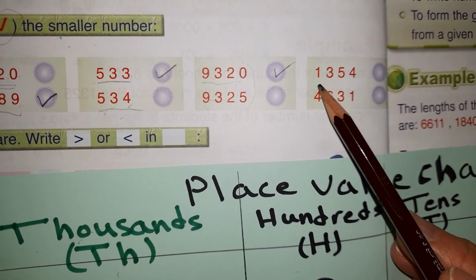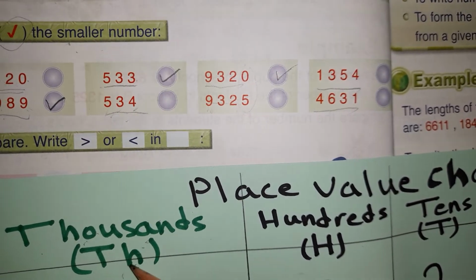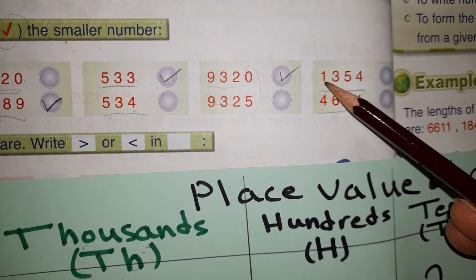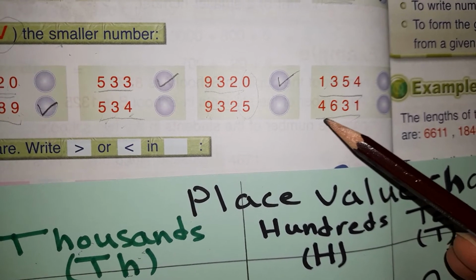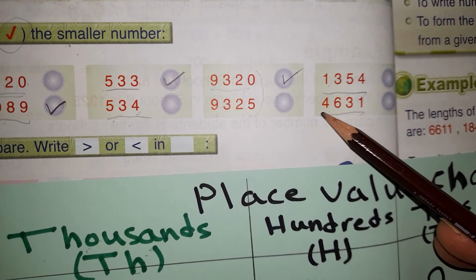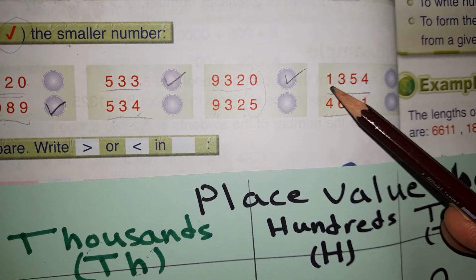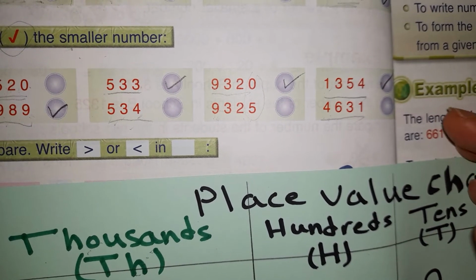Now, 4 digits, 4 digits. So they reach the 1000. But I have here 1 in the 1000, and here I have 4. The value of this number in the 1000 is 4,000. But here it is 1,000. 1,000 is what? Smaller than. So I will put a tick like that.